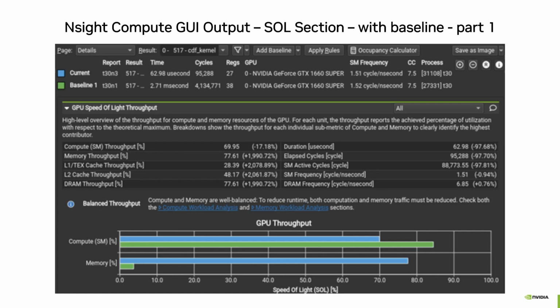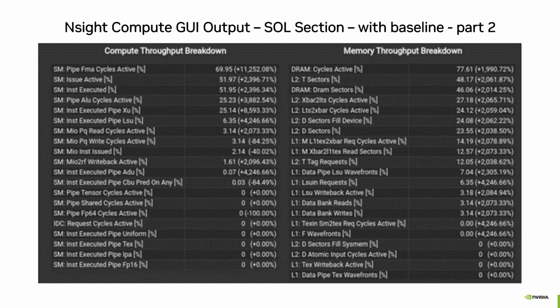Previously, we had an unbalanced code where the 64-bit floating point was the limiter to performance and the memory utilization was relatively low. We see this in the bar chart summarizing this, where the green bars correspond to the previous report, now used as a baseline, and the blue bars represent the current report. Our rule output is telling us the same thing, that we have balanced throughput. Looking at the detailed metrics, we again see confirmation of this.